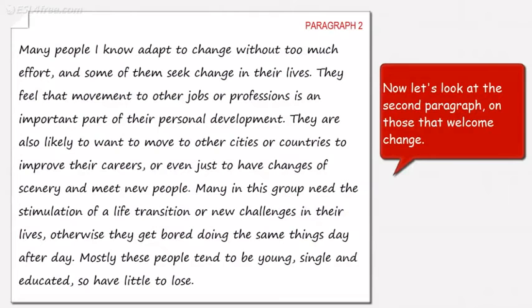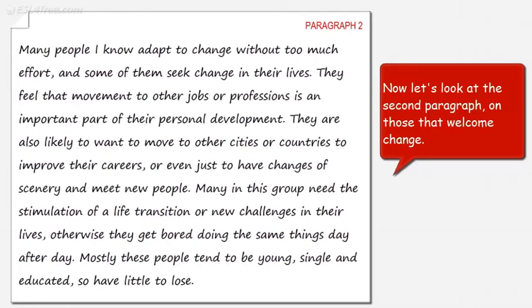Now let's look at the second paragraph on those that welcome change. Many people I know adapt to change without too much effort, and some of them seek change in their lives. They feel that movement to other jobs or professions is an important part of their personal development. They are also likely to want to move to other cities or countries to improve their careers, or even just to have changes of scenery and meet new people.